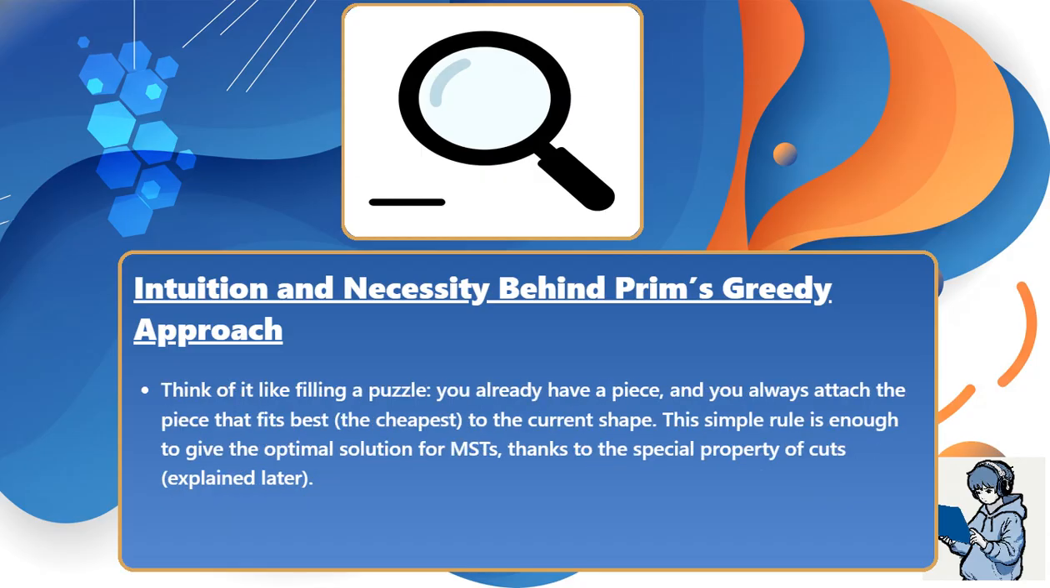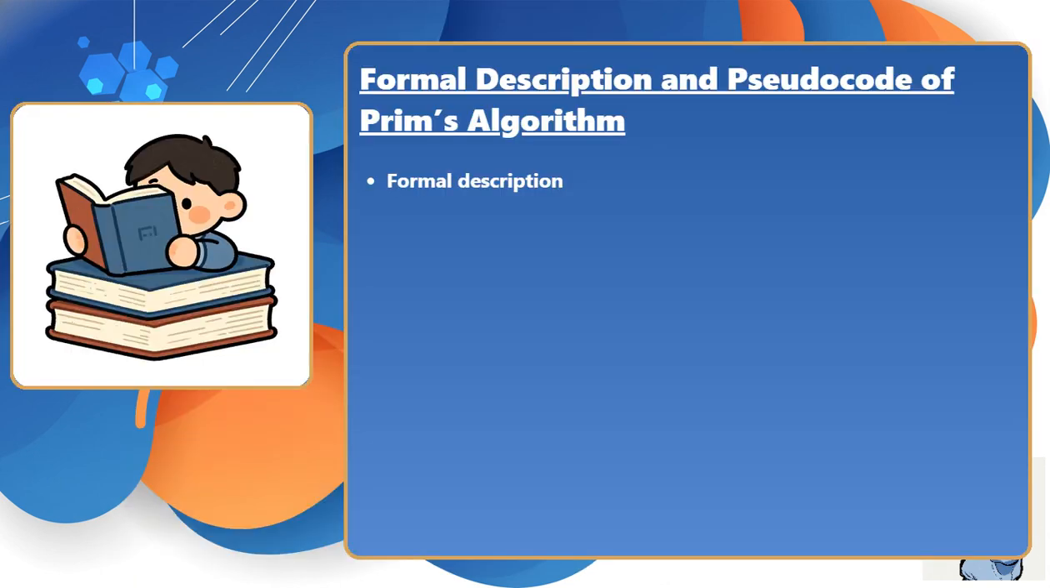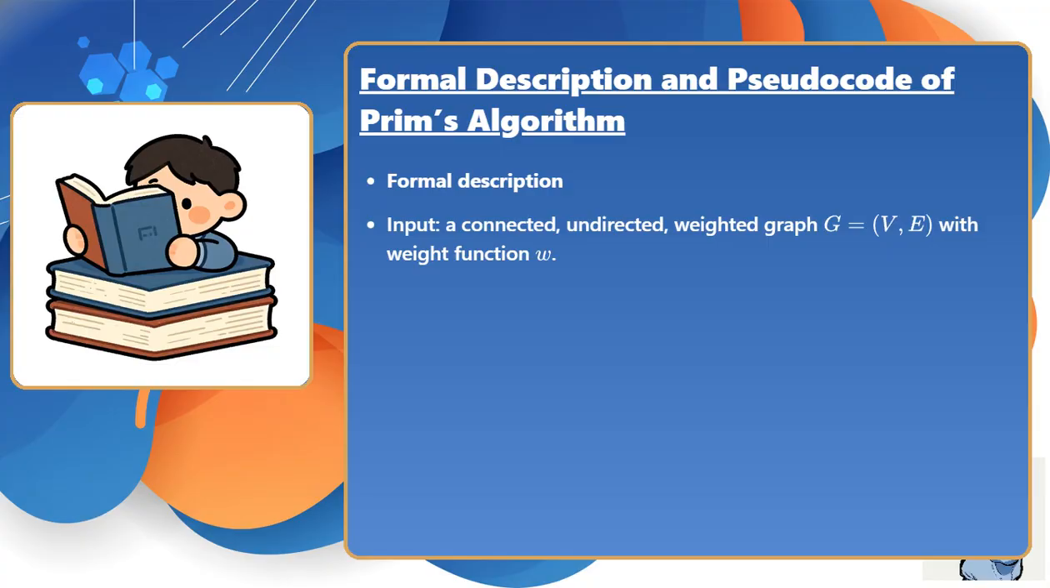Think of it like filling a puzzle. You already have a piece, and you always attach the piece that fits best, the cheapest, to the current shape. This simple rule is enough to give the optimal solution for MSTs, thanks to the special property of cuts explained later. Formal description. Input: a connected undirected weighted graph G = (V, E) with weight function W. Output: a set T of edges forming a minimum spanning tree.